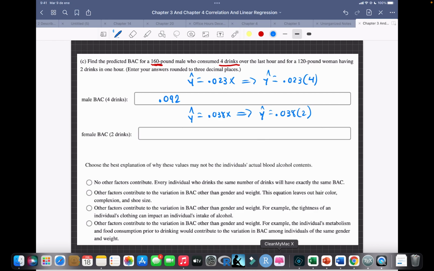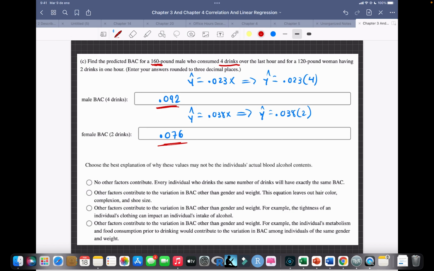And here for women, 0.038 times 2, 0.076. I don't know why I thought I got different answers before, but well, I think that is correct. If not, I will let you know.